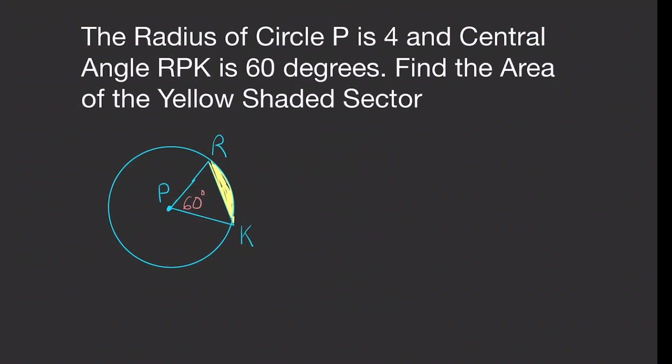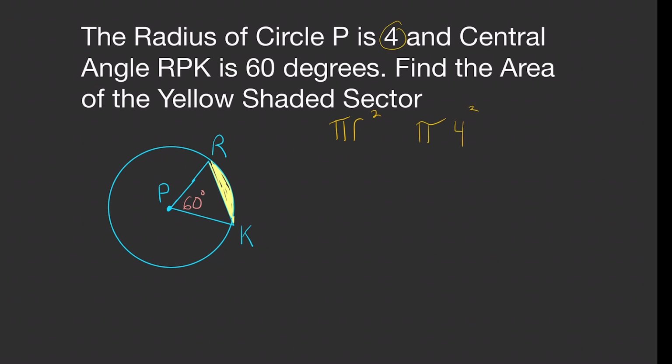Now this is a complicated problem here. It has a mixture of things you need to know. It says the radius of circle P is 4 and central angle RPK is 60 degrees, and find the area of that yellow shaded sector area there. So jumping right in, you need to know that the area of the circle is pi r squared, so the area for this whole circle would be pi, and since the radius is 4, we're going to have 4 squared, so really 16 pi.